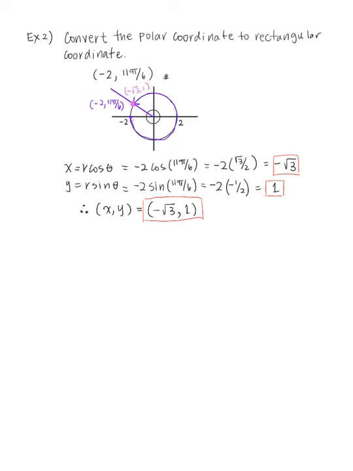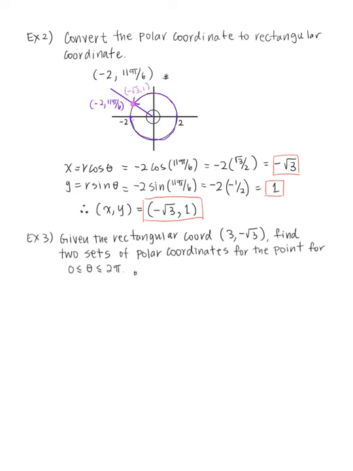Now let's take a look at another example. Let's work backwards. We just went polar to rectangular, so let's practice how to go from rectangular to polar. So here's our example 3. Given the rectangular coordinate 3 comma negative square root of 3, find two sets of polar coordinates for the point for theta between 0 and 2 pi.